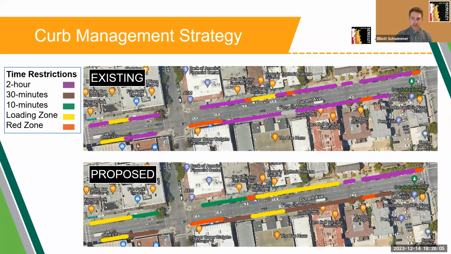To the east of Telegraph, two-hour parking on the north side of Durant in front of commercial buildings will be replaced with a mix of 10-minute unpaid parking spaces and loading zones. The existing 2-hour parking spaces in front of residential buildings closer to Bowditch Street will remain. On the south side of Durant, east of Telegraph, existing 2-hour parking zones will be replaced with 30-minute paid parking spaces along with a new loading zone.